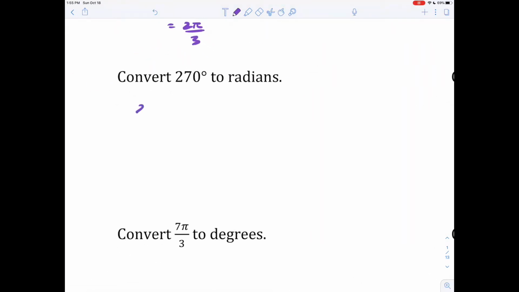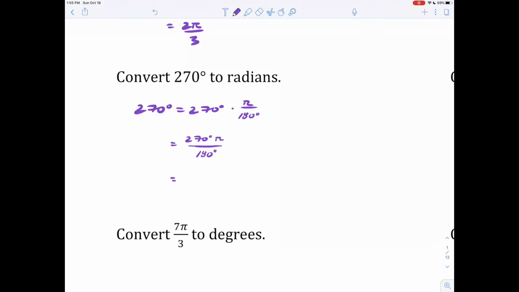270, so we're going same here. Same process. And 270 over 180 is 3 over 2. Sorry if my pi doesn't look like a pi. I can make better pi. Okay, maybe I can't. There we go. So that's converting to radians.